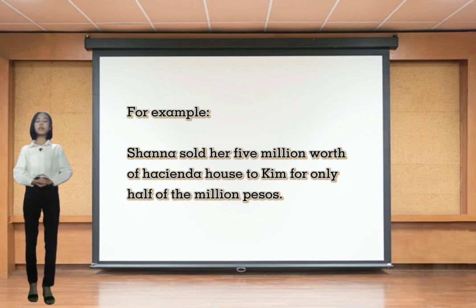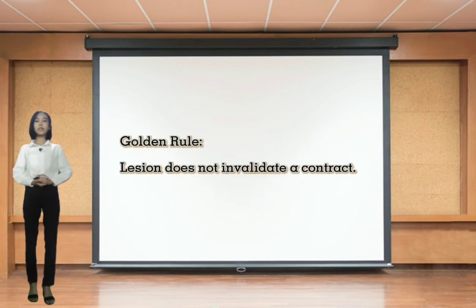But the contract of sale remains valid unless there is proof that there has been a mistake, or it was done by fraud or undue influence. If the exception is present, the contract of sale can be annulled by the court, and lesion can be evidence for the presence of mistake, fraud, or undue influence. Therefore, always remember the golden rule of this article: lesion does not invalidate a contract.